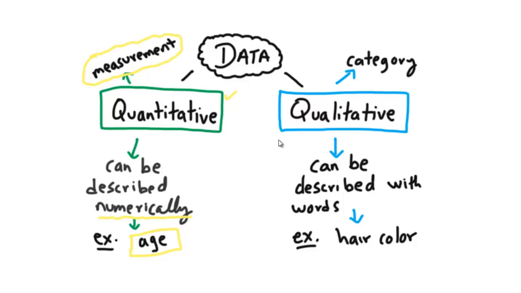The other type of data is qualitative, which is this blue box here, and it can be described with words instead of numbers, for example, your hair color. And instead of using measurements, we put them into categories.